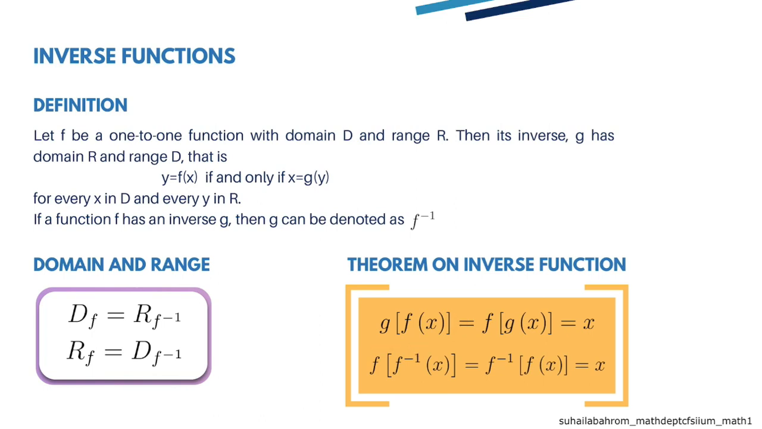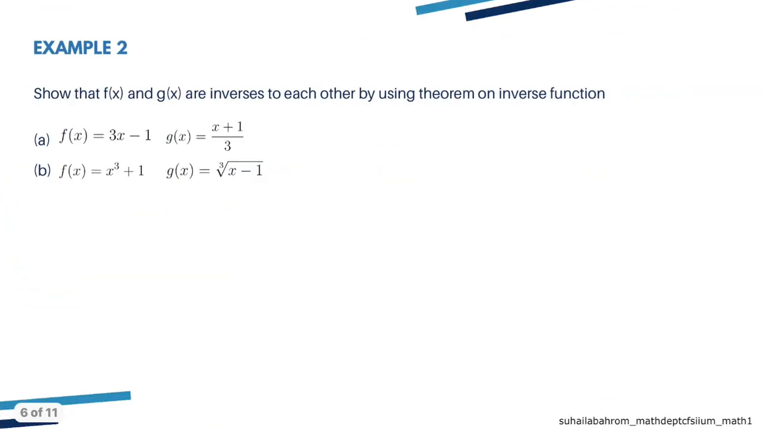When we have the composite gf equivalent to the composite fg, and these two composites equal x, meaning that f is the inverse of the function g, or g is the inverse of the function f. Or in other words, f composite with f inverse is equivalent to f inverse composite with f, which is equivalent to x, so they are inverse to each other.